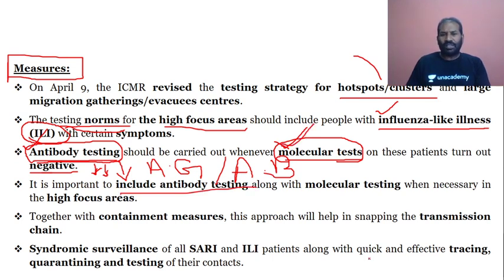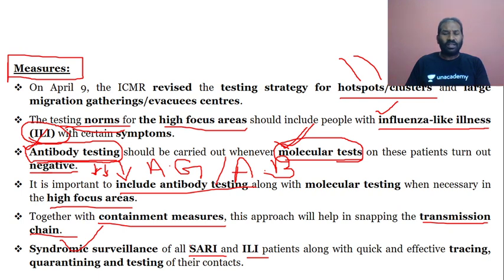So antibody testing should be taken into consideration wherever you have the hotspots or the cluster areas. And then there has to be a containment measure. That means we have to make sure that we break the transmission of the coronavirus. That is very, very important. And there has to be syndrome surveillance, that is in regards to SARI and ILI.